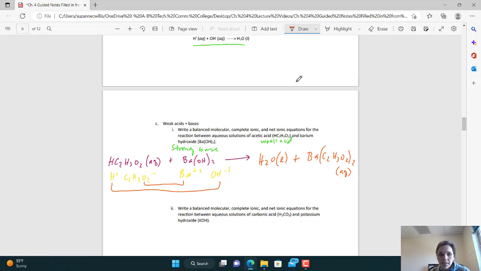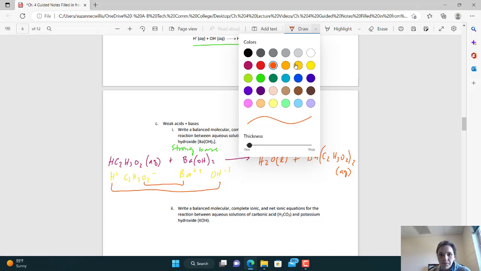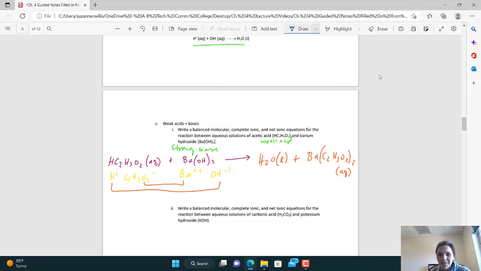Let's see if we need to balance him now. Okay, so you see how we have 1 barium and 1 barium. That looks pretty good. We have 1 acetate here. See how the polyatomic, there's only 1, but there's 2 here. So let's throw a 2 here. So 2 acetates, 2 acetates, 1 barium, 1 barium.